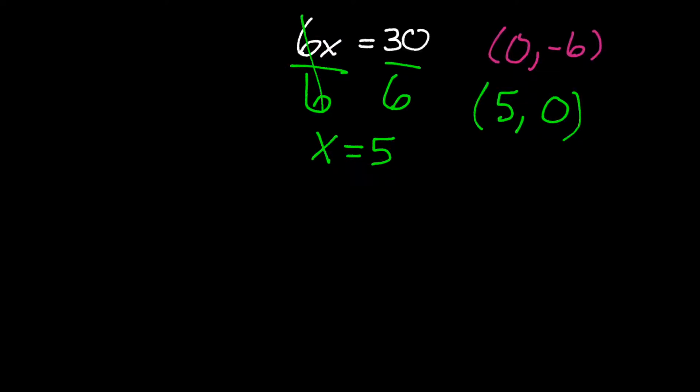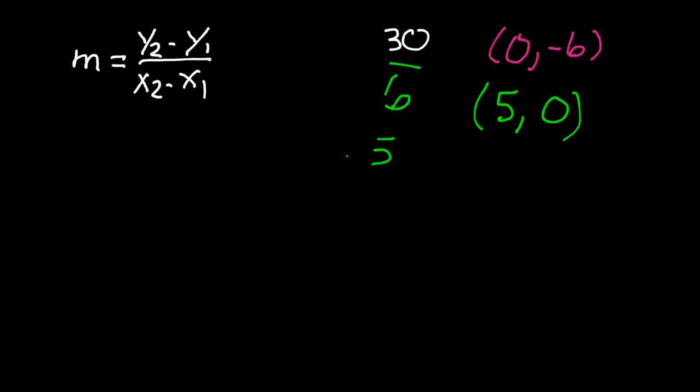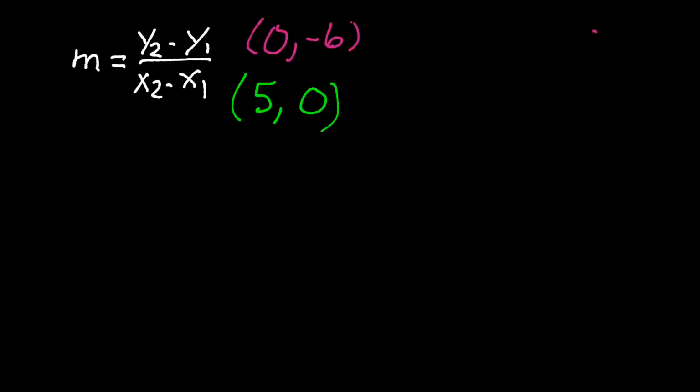Now, all I have to do is use my slope formula that we used in the previous sections. So our slope formula is m equals y2 minus y1 over x2 minus x1. And we can get rid of this in the middle because we don't need it anymore. And we have our 2 points, 0, negative 6 and 5, 0. Label our points, x1, y1, x2, y2, and start finding your slope.